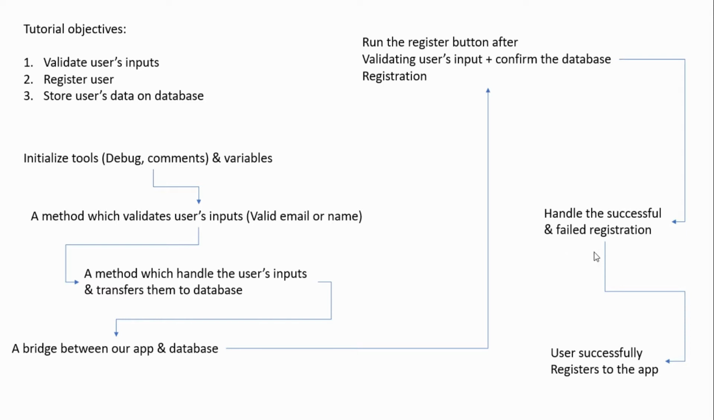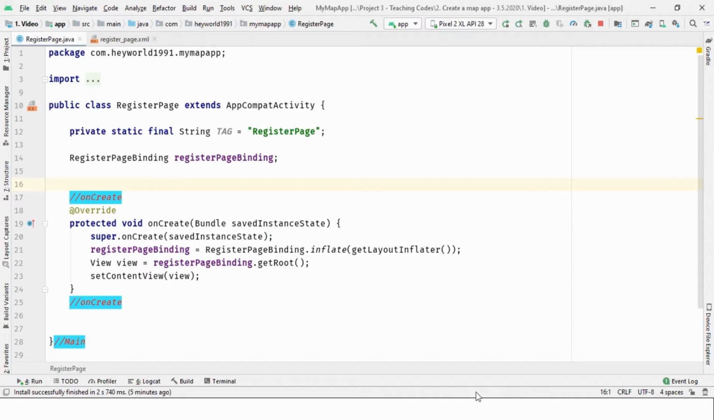Then the last step is handling the successful or failed registration, and we are considering what caused it if something goes wrong. And the last step, as you see, is the final one, is how your user is successfully registered to your app. Going back to our Android Studio, here we left off on our register page.